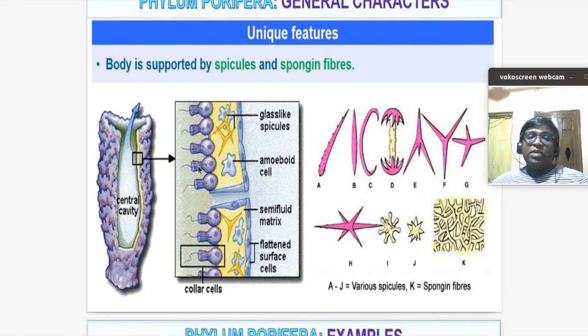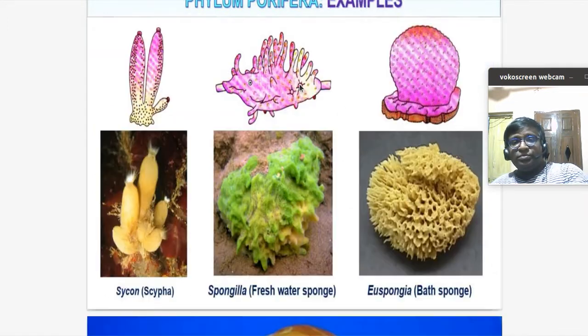The body is supported by spicules. You can notice here triradiate spicules. These spicules are of different shapes. Some of them have 6 arms, so there is a class called Hexactinellida. Some of these are made up of calcium carbonate, and some of the spicules are made up of silica. Chemically they are made up of silica or calcium carbonate. The body is supported, and they provide mechanical strength. You notice the glass-like spicules and spongin fibers. That is unique to phylum Porifera.